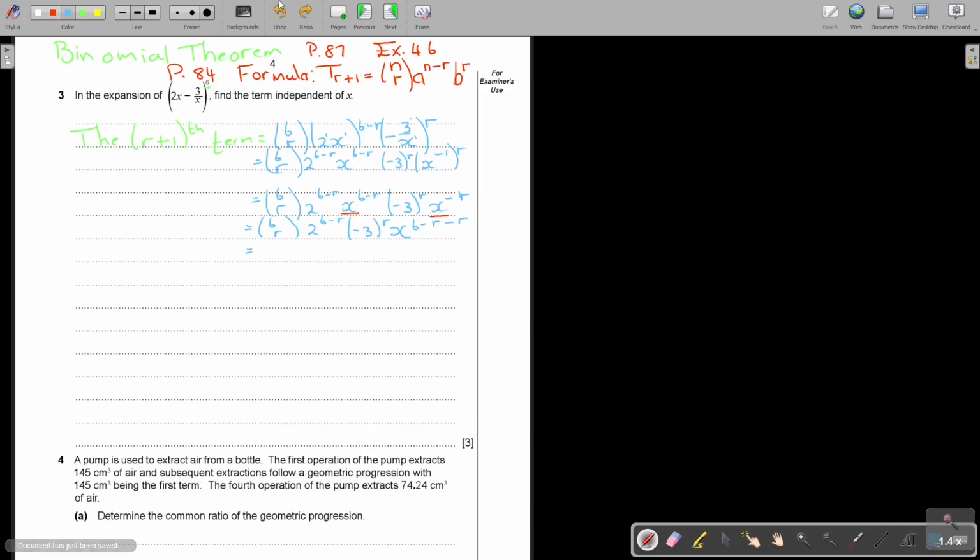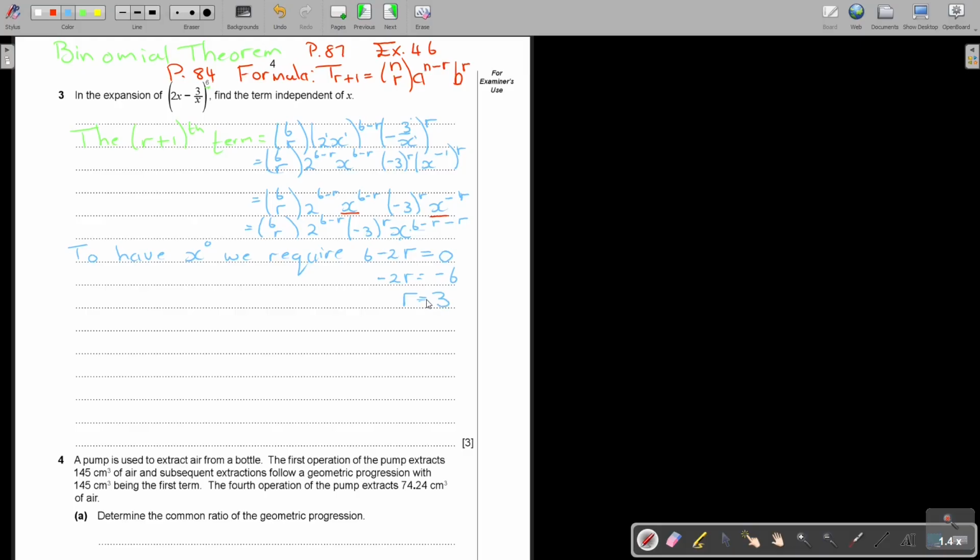To have x to the power of 0, because then it's independent of x. It's just a constant. We require that part. Do you see? Because there's the x base. So that 6 minus 2r must be equal to 0. If I simplify this, it's negative 2r equals negative 6. And the value of r, if I divide, is 3.